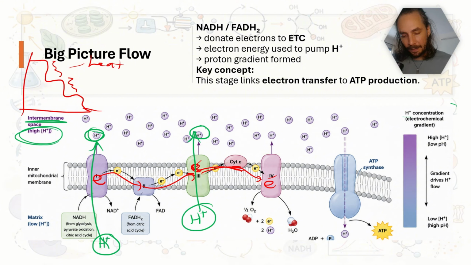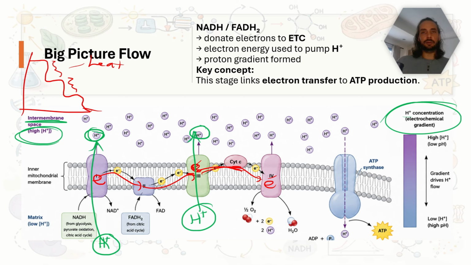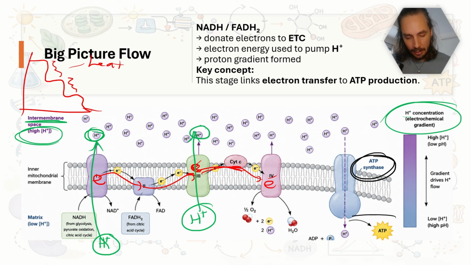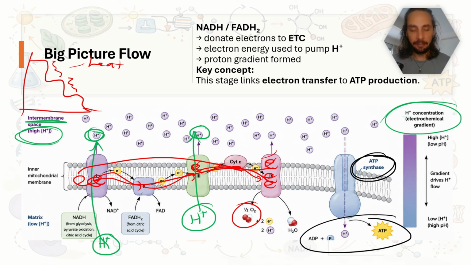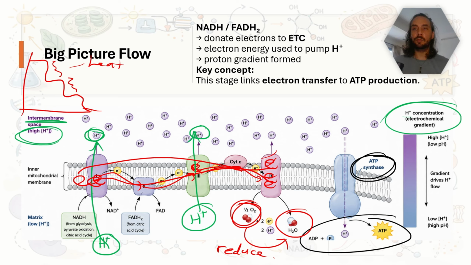This creates that electrochemical gradient, or proton gradient, and that is what ultimately drives ATP synthase to make ATP. These electrons can only keep flowing as long as oxygen is available, because as long as oxygen is available, it will be reduced to form water. If oxygen is not available, the electrons will not flow.